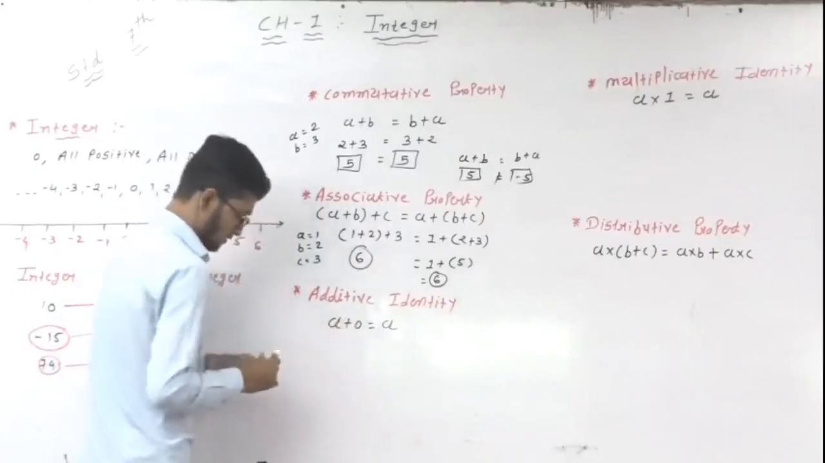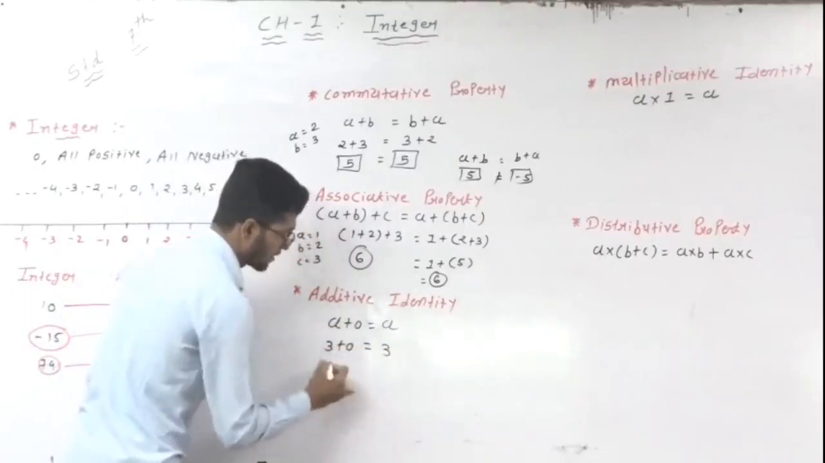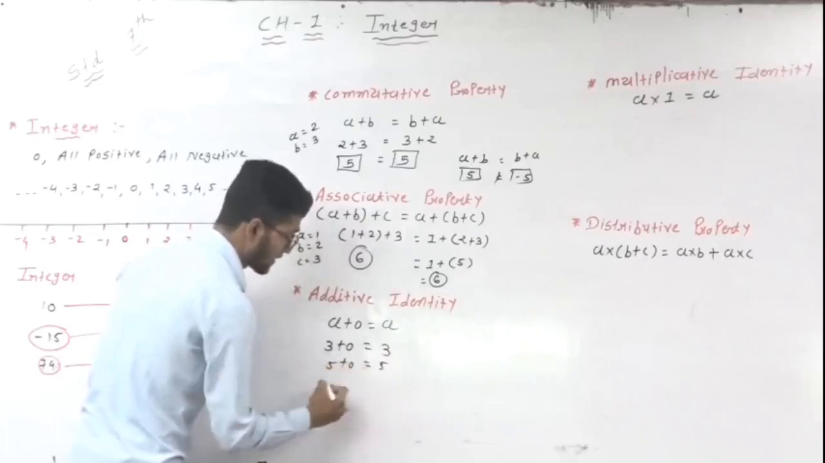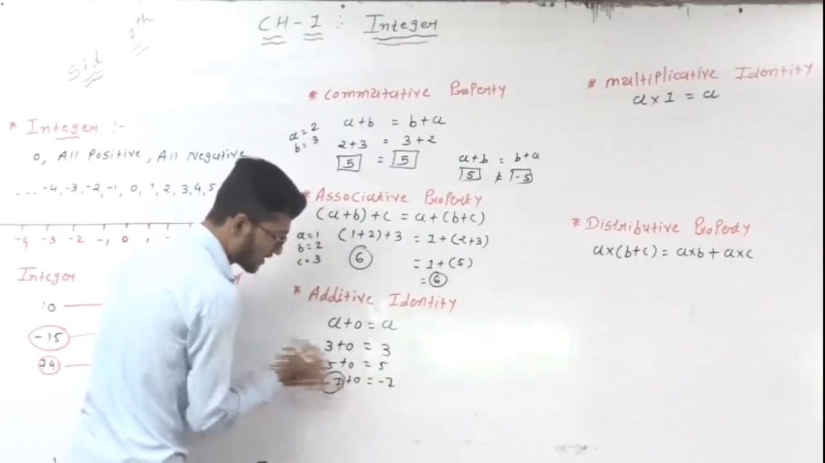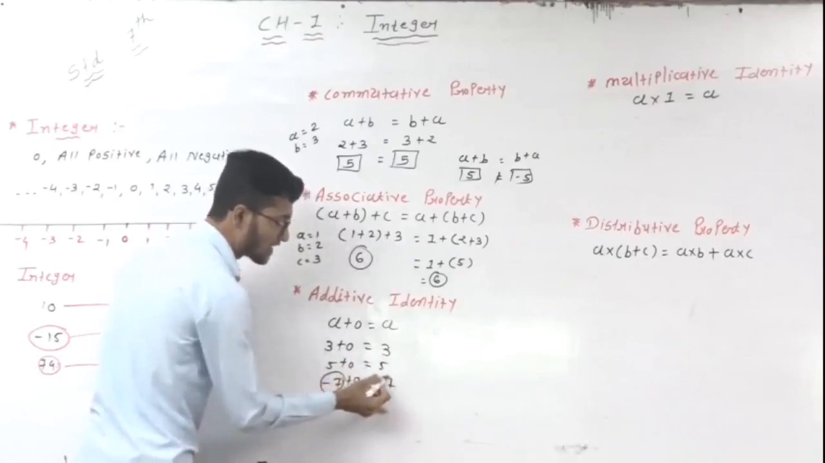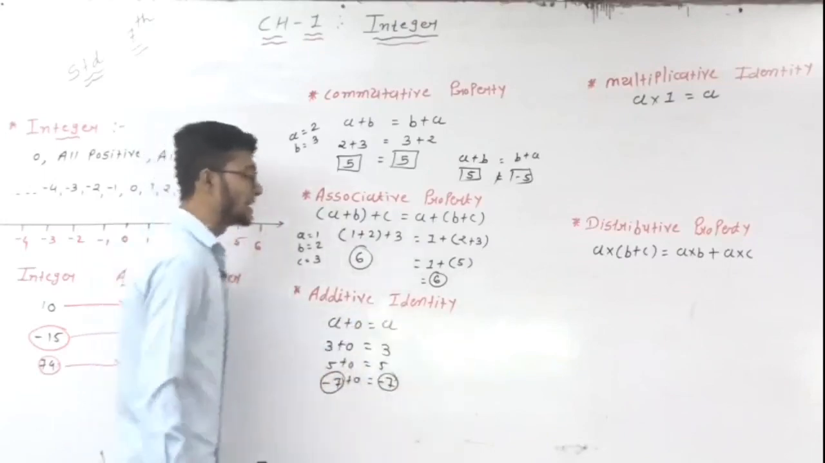Suppose 3 plus 0, answer is equal to 3. 5 plus 0, answer is equal to 5. Minus 7 plus 0, answer is equal to minus 7. So dear student, here any number added to 0, the answer is the same number. So 0 is the additive identity.